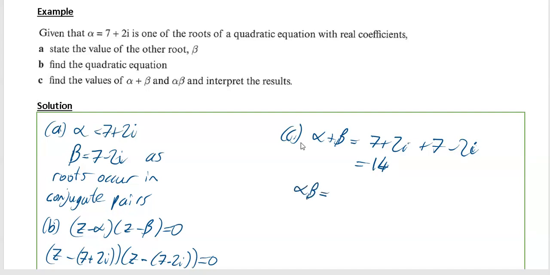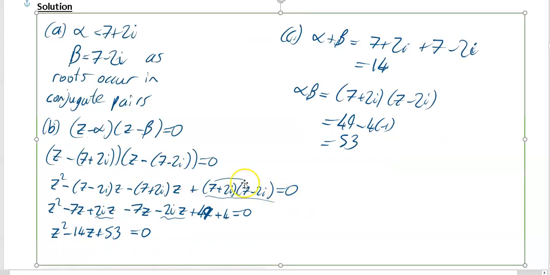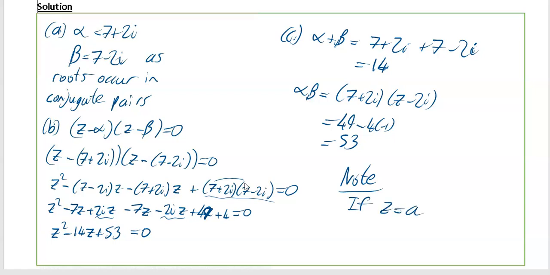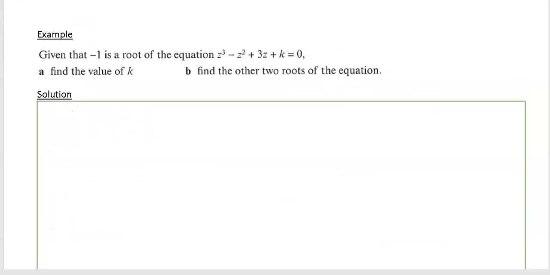Now we've got this in your notes from earlier on, but we'll just go through it again. Alpha beta is just going to be 7 plus 2i times 7 minus 2i. And if you do that out, that's just going to be 49 minus 4 times minus 1, so 49 plus 4, which is going to be 53. Again, just to note, if z is equal to a plus ib, then z times its complex conjugate is a squared plus b squared.